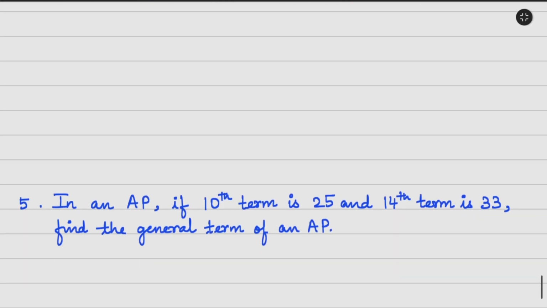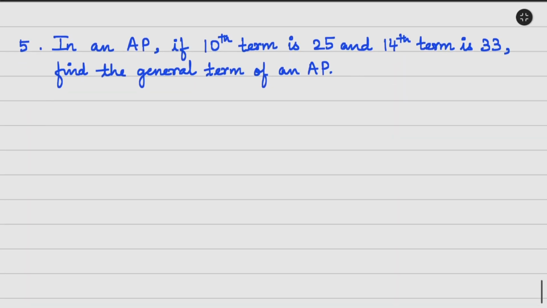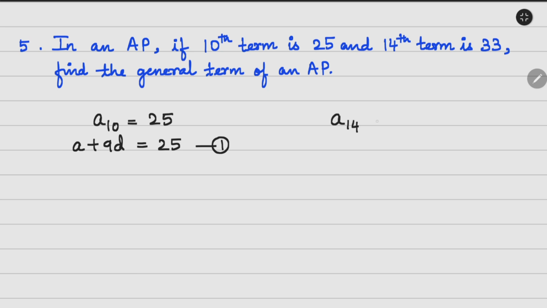Let's move on to the fifth question. That's the last question of the day. In an AP, if the 10th term is 25 and 14th term is 33, find the general term of an AP. Again, a very easy question. Let us write what is given. The 10th term, that is A10, is 25, which means A plus 9D is equal to 25. Let this be your first equation. And then you are given 14th term. A14 is equal to 33. That is A plus 13D is equal to 33.